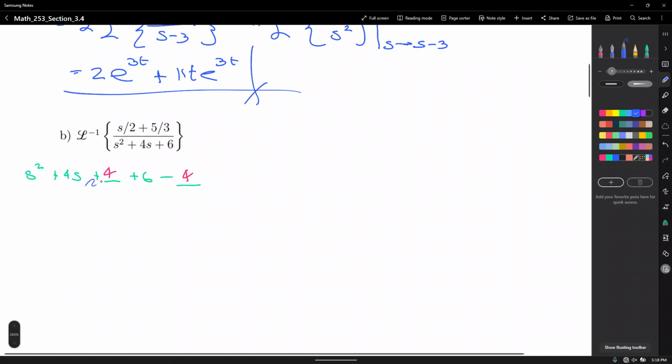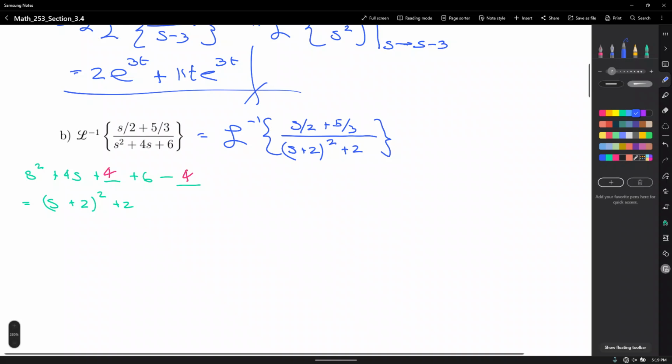All right, so these first three terms will be the expanded form of a perfect square trinomial. That is (s plus 2) quantity squared. 6 minus 4 is plus 2. So what do we have right here? We have the inverse transform of s over 2 plus 5 over 3, divided by (s plus 2) quantity squared, plus 2. All right.